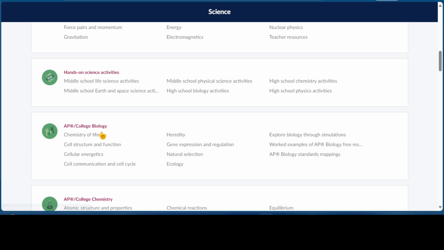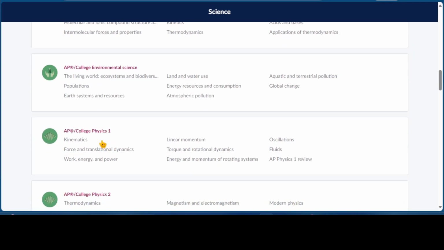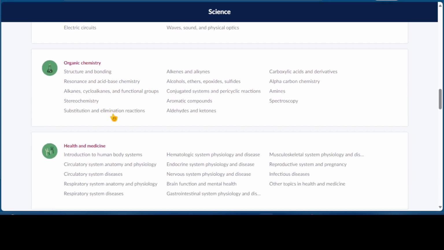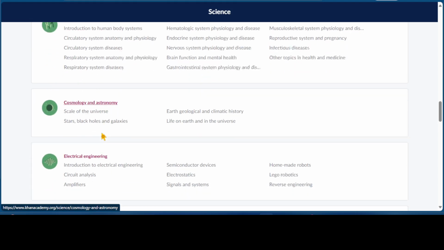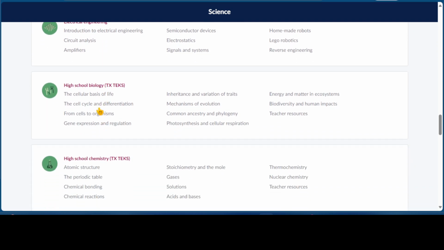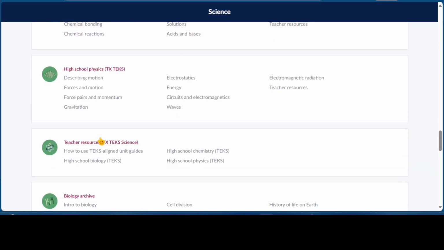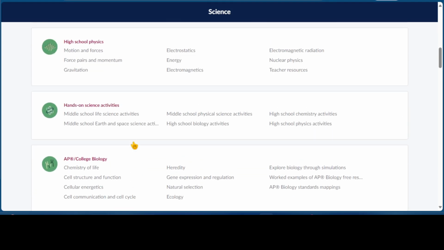So they have college biology, college chemistry, college environmental science, college physics 2, organic chemistry, health and medicine, cosmology and astronomy, electrical engineering, high school biology, this is for the Texas Techs, high school chemistry, and high school physics. So lots of available course offerings here for science.